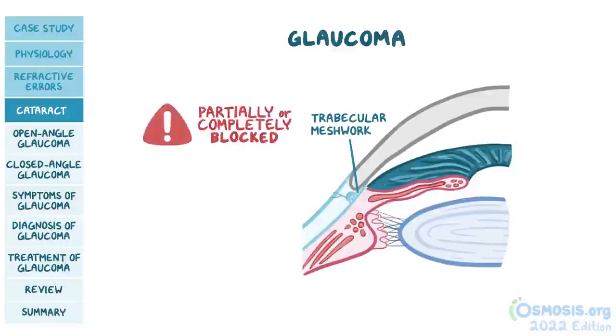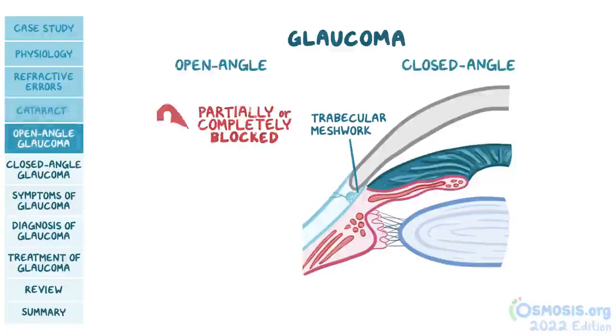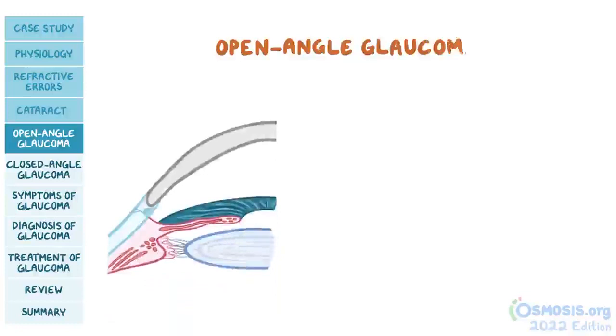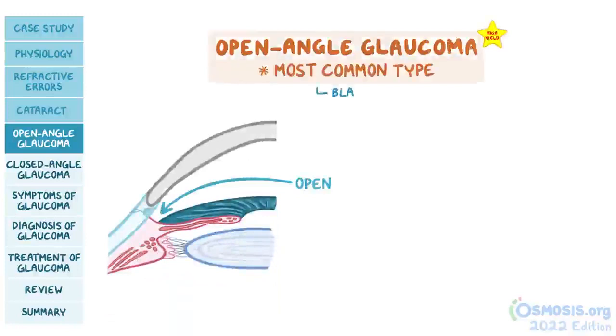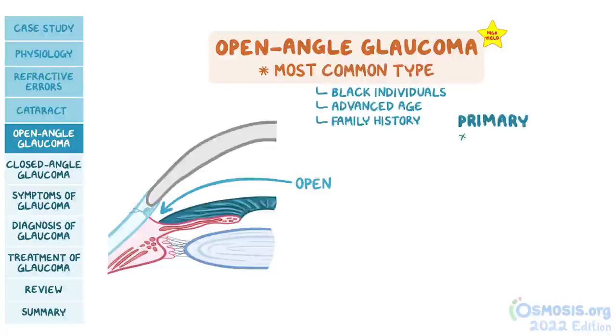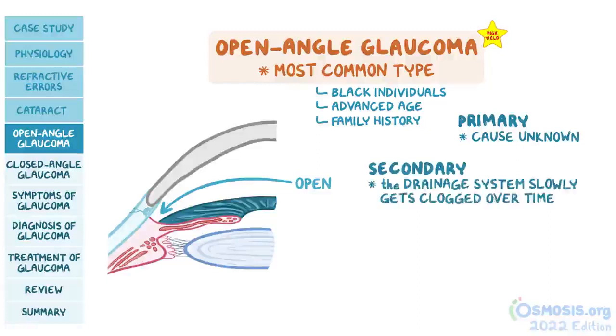Now, there are two types of glaucoma, open and closed angle. First, there's open-angle glaucoma, which receives its name from the fact that the angle between the cornea and the iris is open. This is the most common type, especially in Black individuals, as well as those with advanced age or family history. Now, open-angle glaucoma can be primary, in which case the cause is unknown, or secondary to another condition, where the drainage system slowly gets clogged over time.